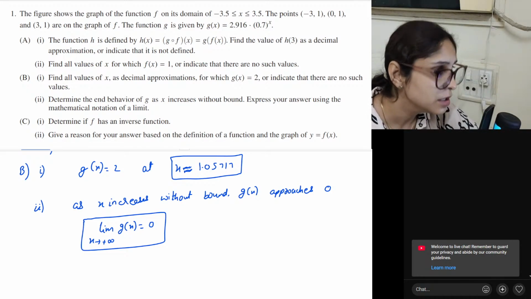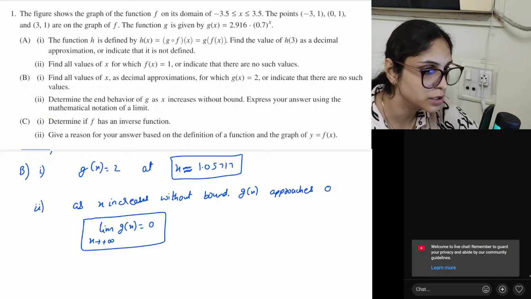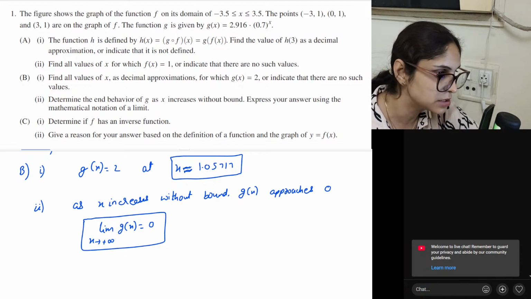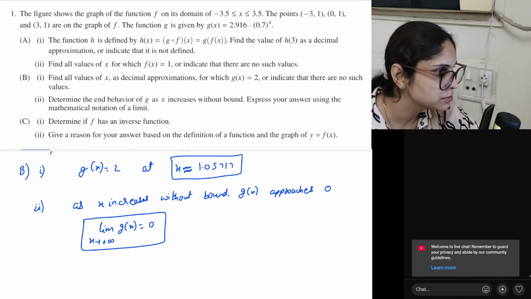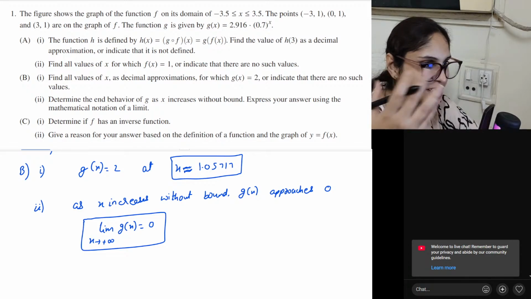All right, again, a very simple question. You just have to find the end behavior. And because over here, graphing calculator is allowed, so you don't need to worry about anything. You just need to graph it and see the end behavior.